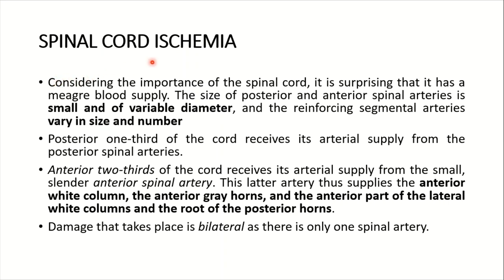Considering the importance of the spinal cord, it is very surprising that it has a very meager blood supply. The posterior and anterior spinal arteries are small and of variable diameter, and the reinforcing segmental arteries vary in size and number. The posterior one-third of the cord receives its arterial supply from the two posterior spinal arteries. The anterior two-thirds of the cord receives its supply from the small, slender anterior spinal artery. Of course, there is one anterior and two posterior spinal arteries, and the anterior supplies a larger area.